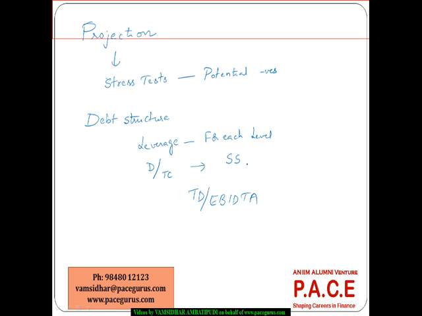for each of the levels in the debt structure, because each level has a different recovery rate here. Probably the most senior debt is having a much higher recovery rate compared to the most junior and the subordinated debt.